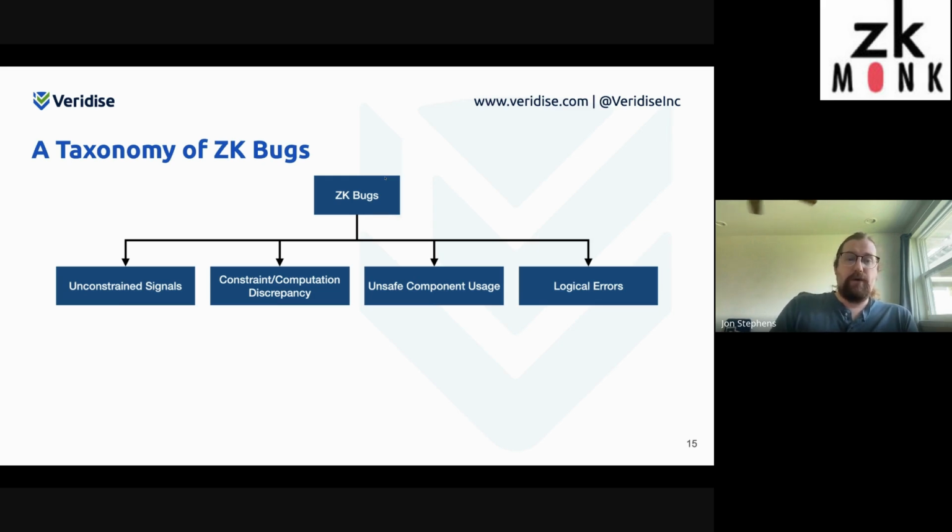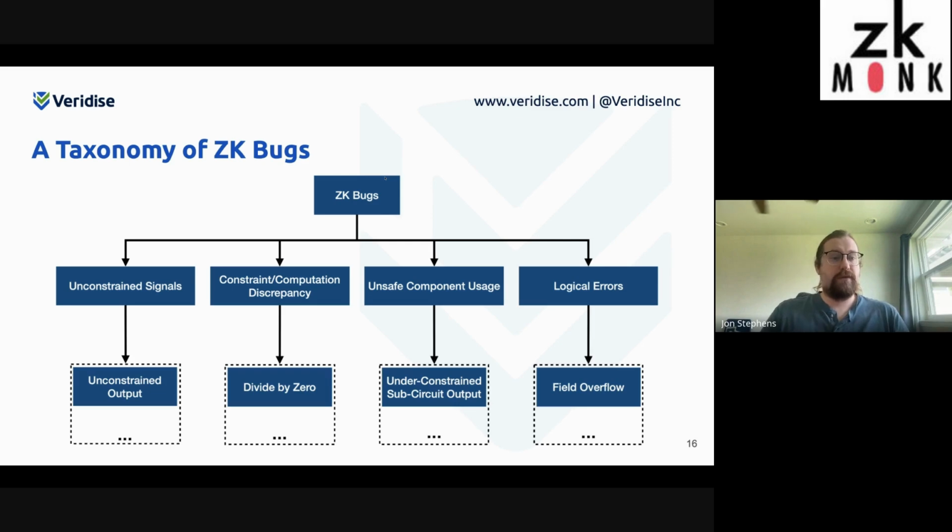But as for these other types of vulnerabilities, there are a lot of different ways in which they can occur in ZK circuits. So really what we're going to do is describe the class of vulnerability, and then look at specific instances which show how that class can occur.